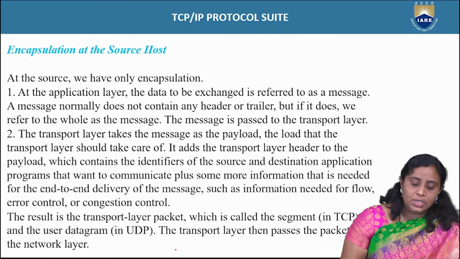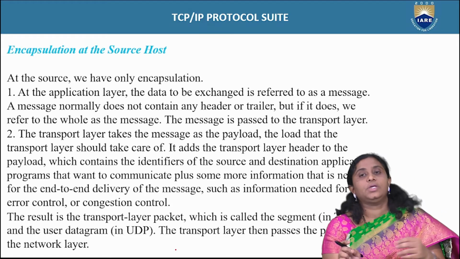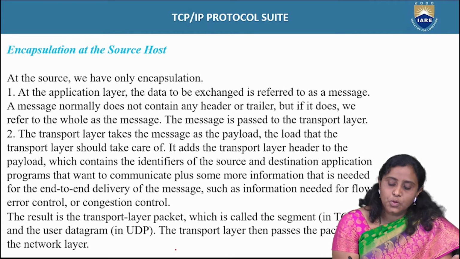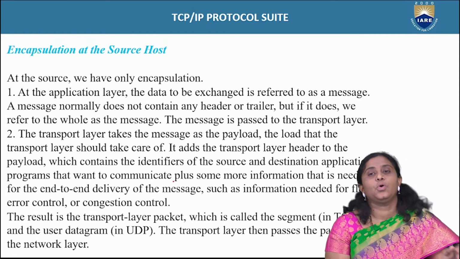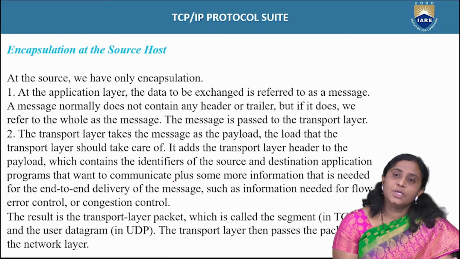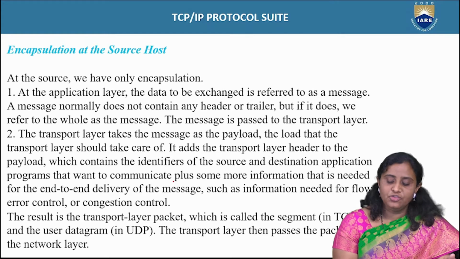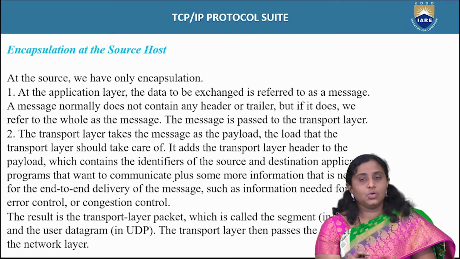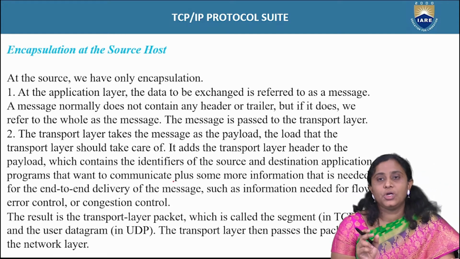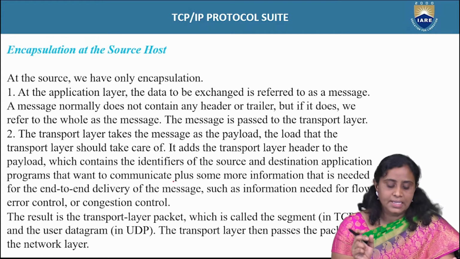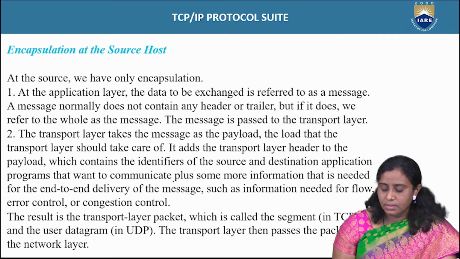The message is passed to the transport layer. It takes the message as a payload, the load that the transport layer should take care of. It adds the transport layer header to the payload, which can identify the source and destination application programs that communicate, plus more information needed for end-to-end delivery of the message, such as information for flow, error or congestion control. The result is the transport layer packet, called a segment in TCP and a user datagram in UDP. The transport layer then passes the packet to the network layer.